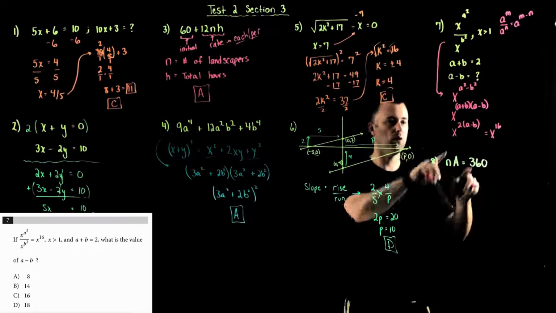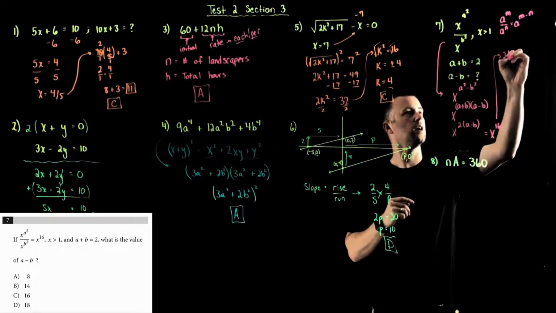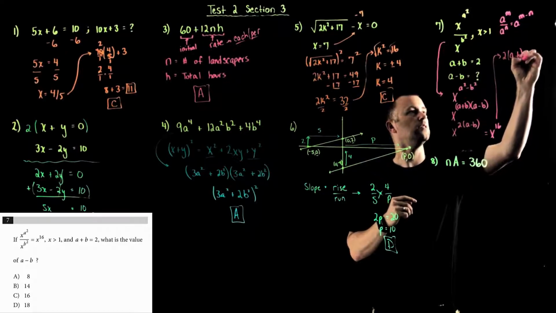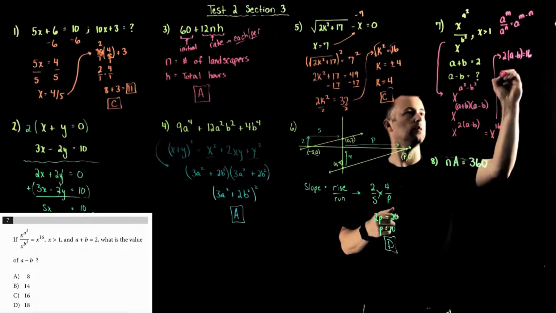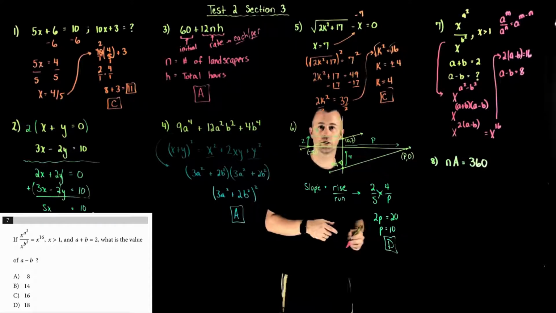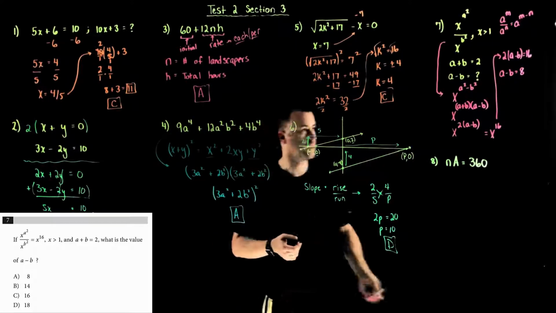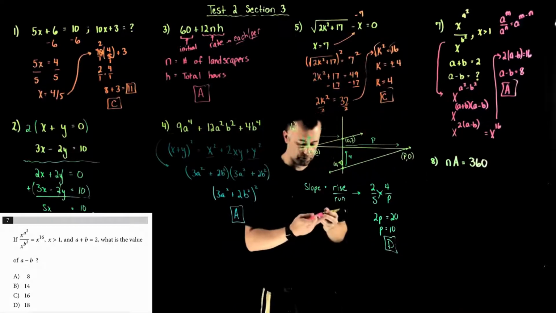So now that we know all this, now I can take my exponents, and I can say 2 times a minus b is equal to 16. Well, if I divide by 2, I get a minus b is equal to 8. And that's what they wanted. They wanted a minus b. So in this case, a minus b is 8, which is A. So that's going to be number 7.